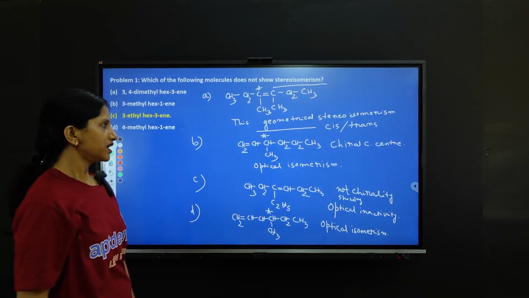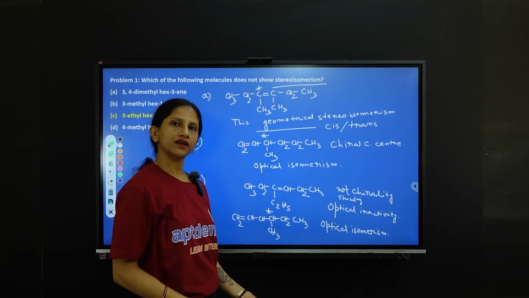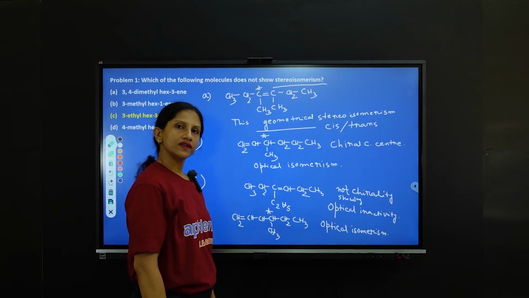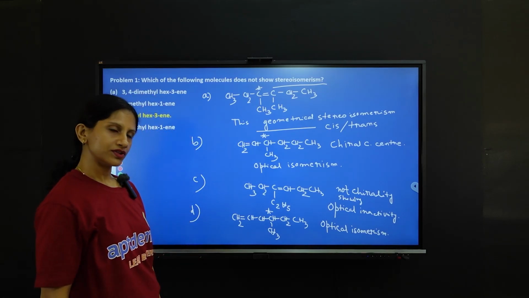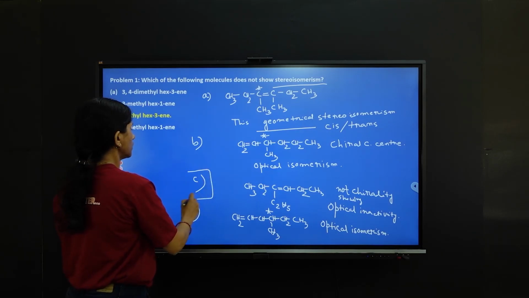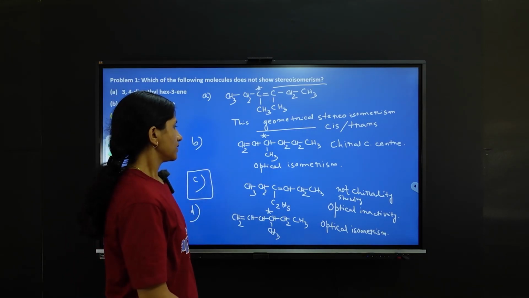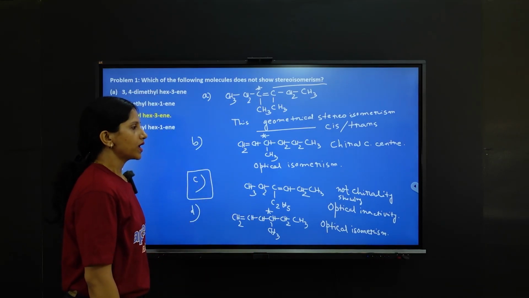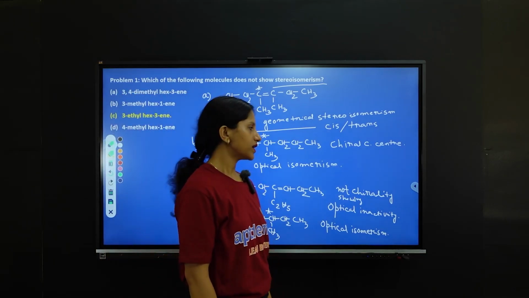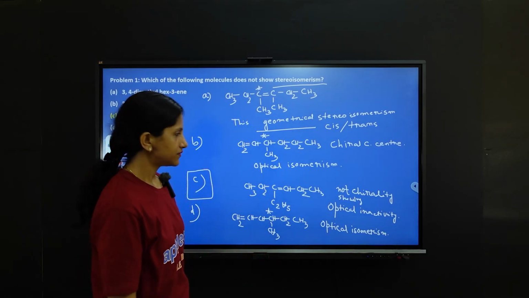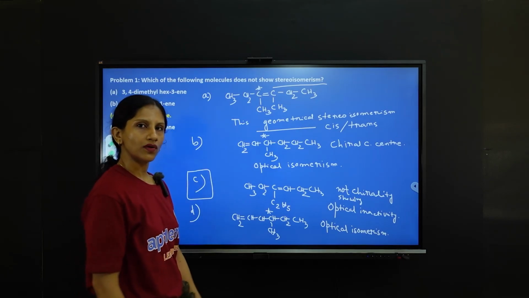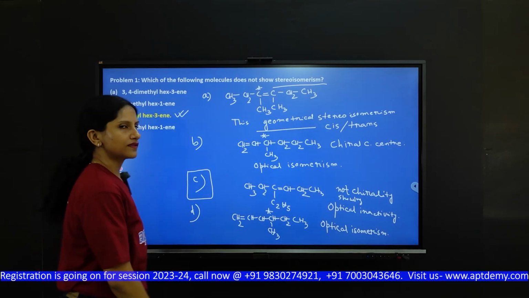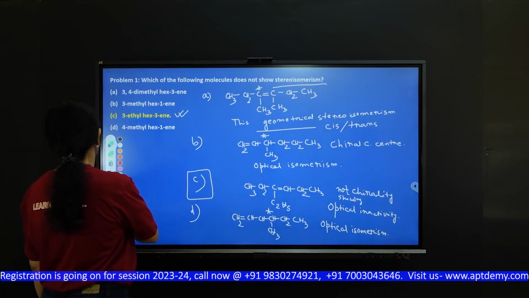So what we have seen here is that molecules A, B and D have chiral centers, either 1 or 2, and they show stereoisomerism, either geometrical or optical. But the organic compound C does not have any chiral center, so it won't show any kind of stereoisomerism because of its optical inactivity and the absence of any chiral center. So the right option is option C. I hope you have understood.